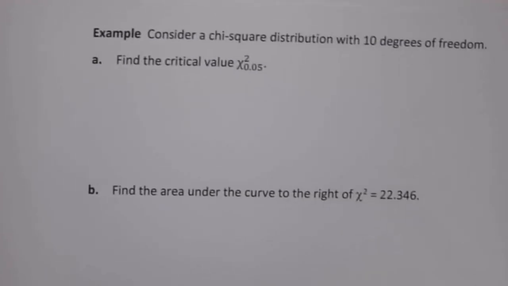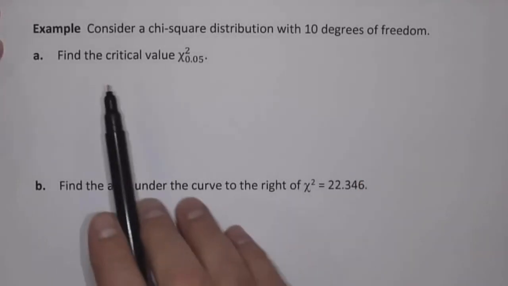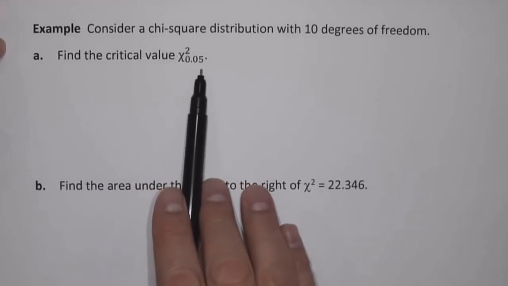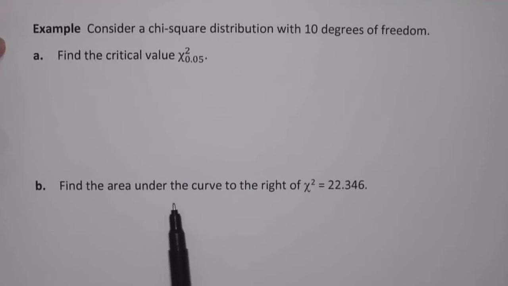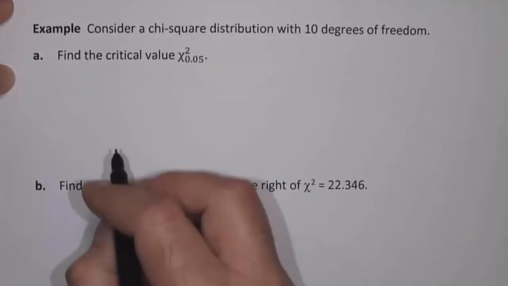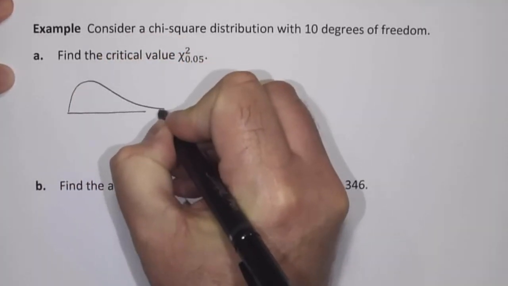I'm going to close this video out with one final example using the chi-square distribution. So example, consider a chi-square distribution with 10 degrees of freedom. We want to find the critical value chi-square sub 0.05, and we want to find the area under the curve to the right of chi-square equals 22.346.